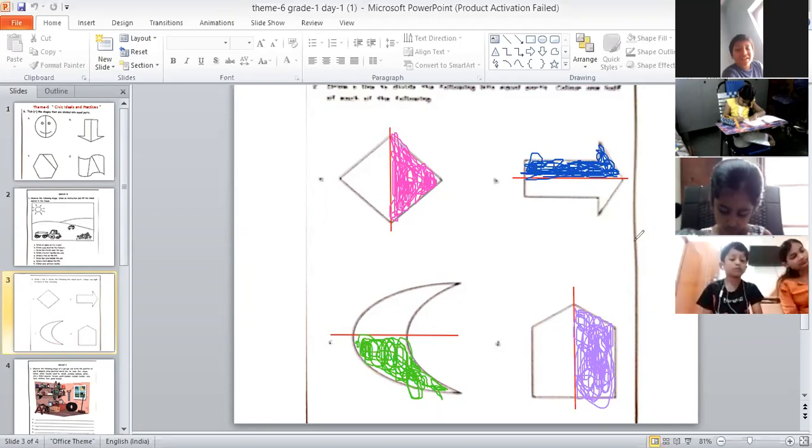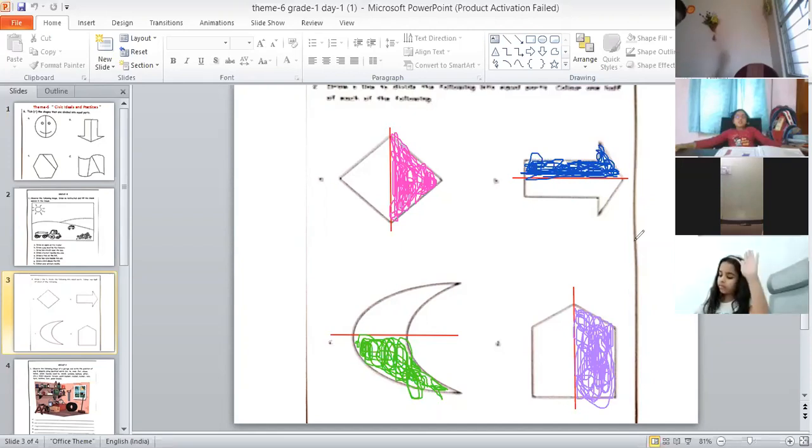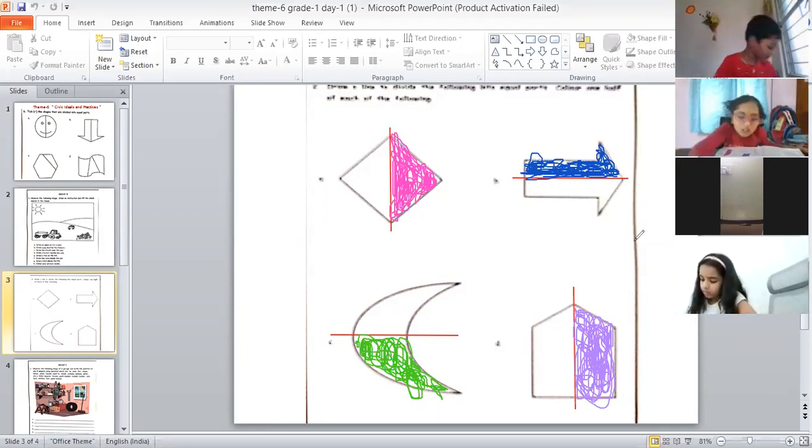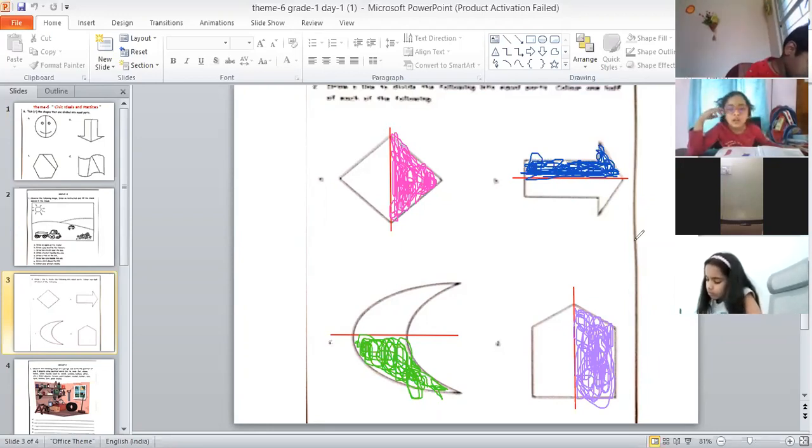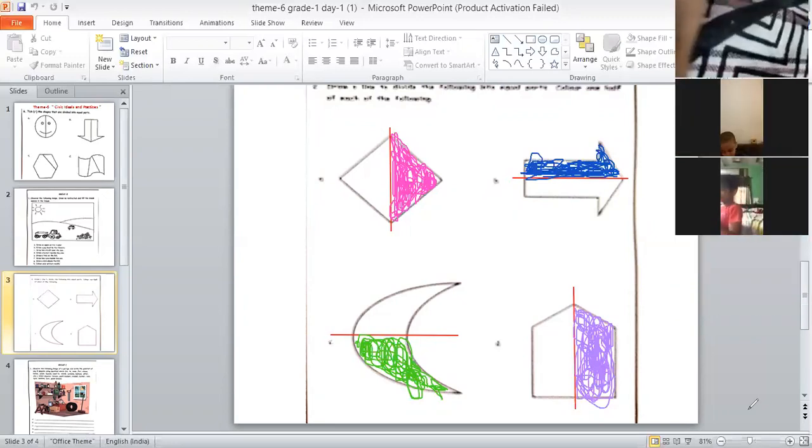Done, or is there anyone who is still coloring these shapes? Tanvi, okay, Tarini said. Pradiksha, done? No, ma'am. Pradiksha, why? Completed, ma'am. Completed. Okay, fine. Okay, Tarini is still doing. Siddharth is still doing. COVID, are you doing? I am doing, ma'am.